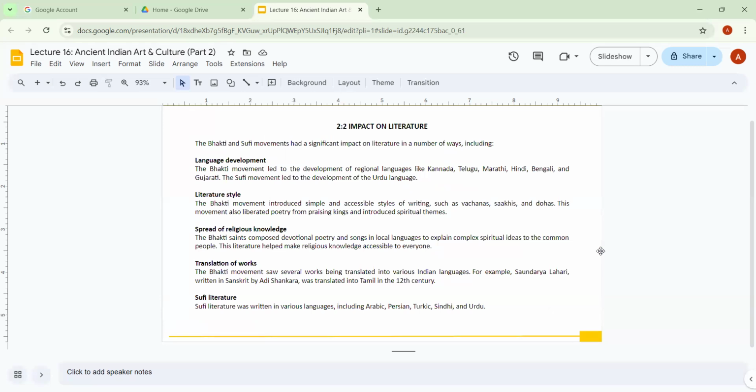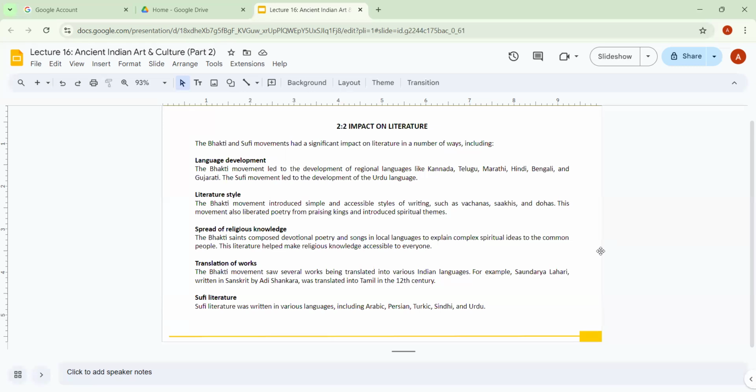The impact of Sufi movement and Bhakti movement on literature. The Bhakti movement led to the development of regional languages like Kannada, Telugu, Marathi, Hindi, Bengali, and Gujarati. The Sufi movement led to the development of Urdu language.